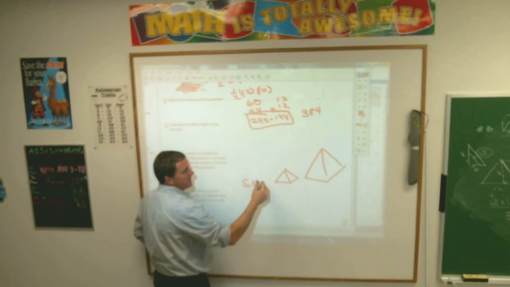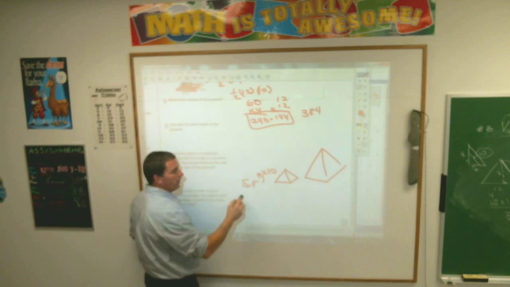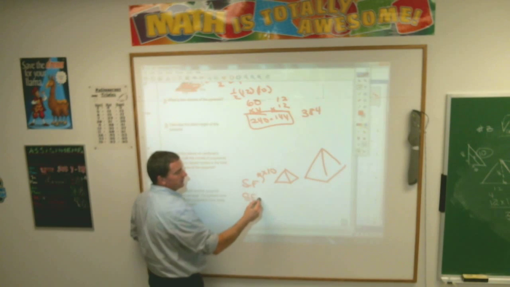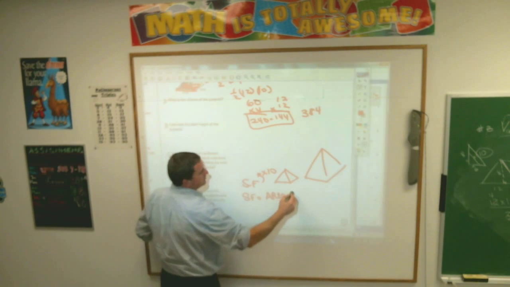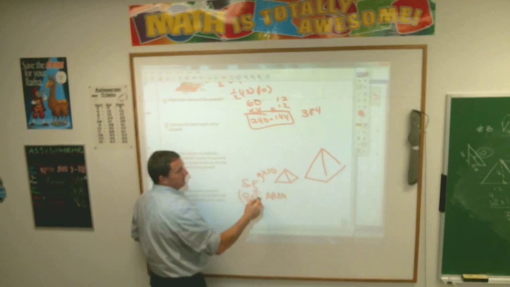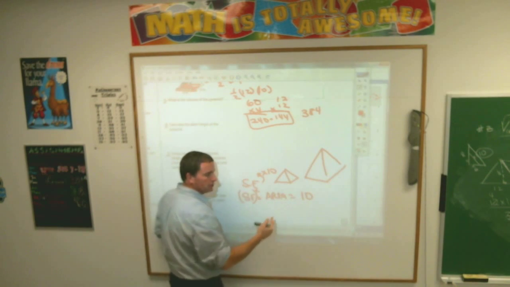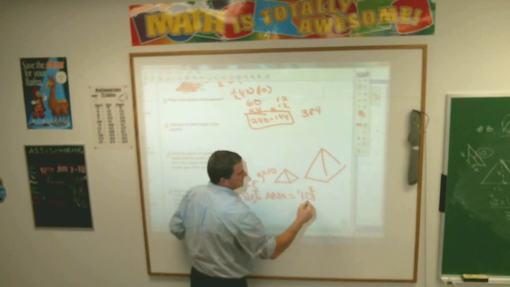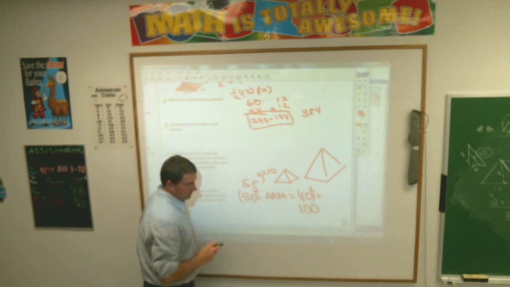The dimensions are 10 times bigger. That means the scale factor is 10 times bigger. What do you do to the scale factor to find out how many times the area is bigger? You square the scale factor. So 10 times bigger dimensionally is 10 squared times bigger area-wise, so it is 100 times bigger.